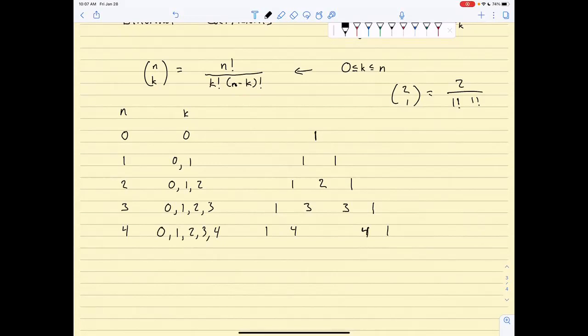And now here you get a surprise. 4 choose 2. 4 factorial over 2 factorial times 2 factorial, right? 4 minus 2 is 2. So that's 4 factorial over 4, which is, we've seen, 24 over 4, 6.